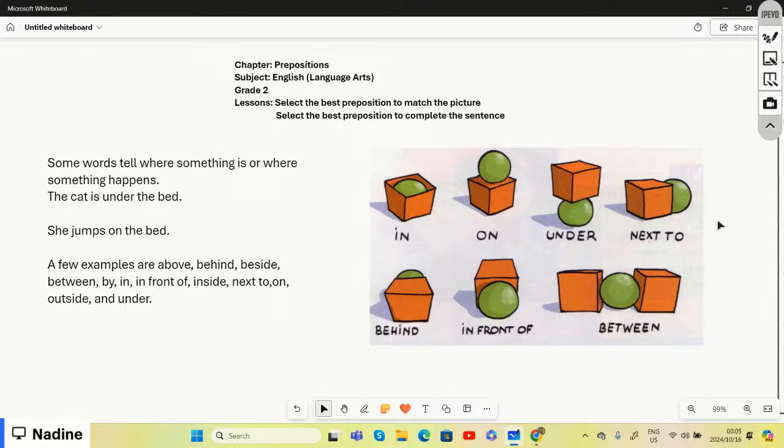All right. So when it comes to prepositions, it says some words tell you where something is or they tell you where something happens.